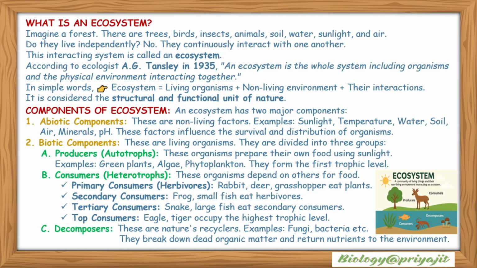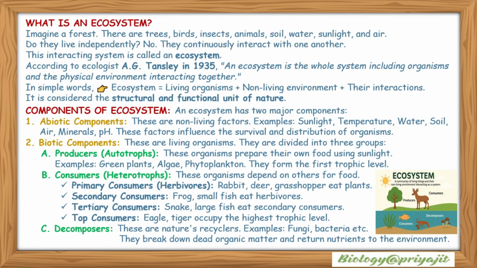Components of ecosystem. An ecosystem has two major components. Abiotic components, these are non-living factors, example sunlight, temperature, water, soil, air, minerals and pH. These factors influence the survival and distribution of organisms. Biotic component, these are living organisms. They are divided into three groups. First of all is a producer or autotroph. These organisms prepare their own food using sunlight. Examples: green plants, algae, phytoplankton. So they form the first trophic level.